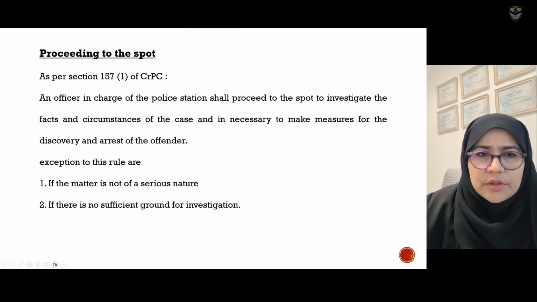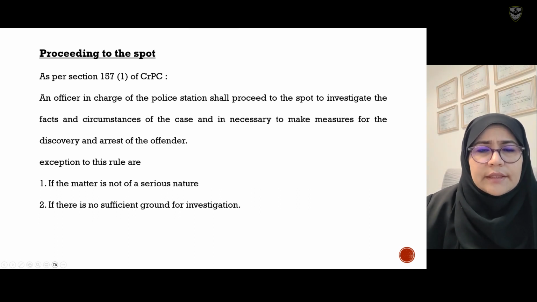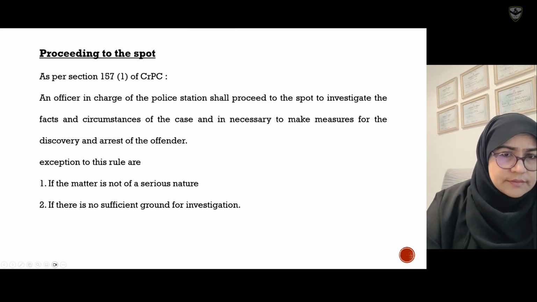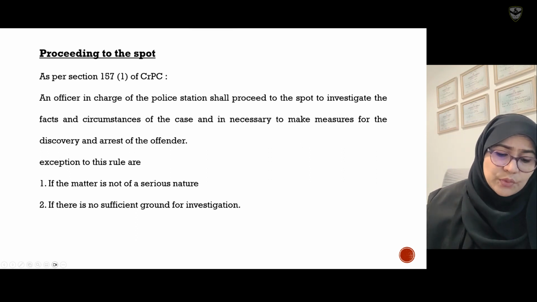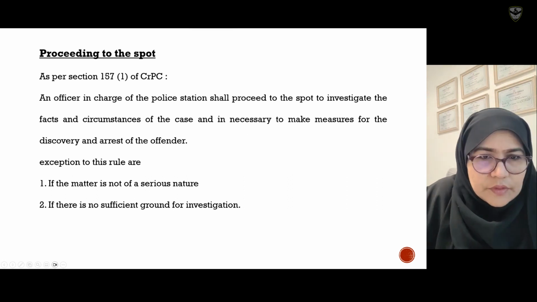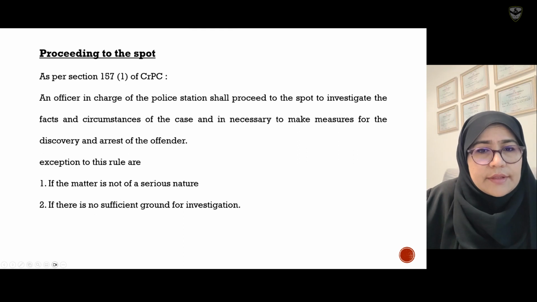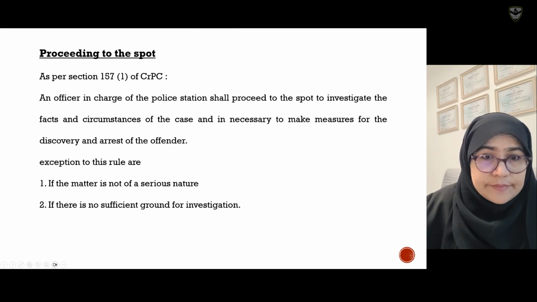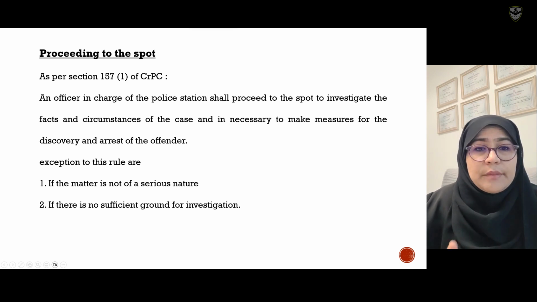There are some exceptions to this. They are, if the matter is not of a serious nature, and if there is no sufficient ground for investigation. In these circumstances, the police officer shall state the reason for not investigating and inform the same to the informant.